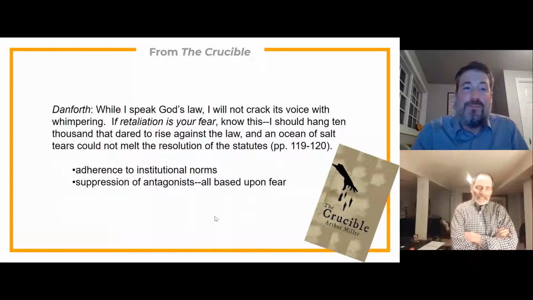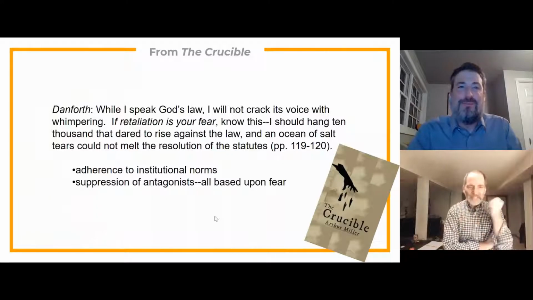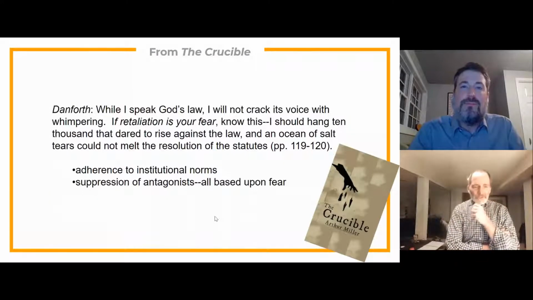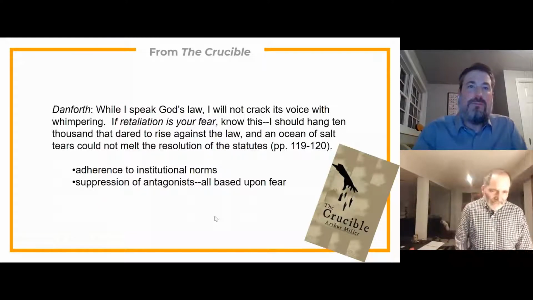Notice, colleagues, Danforth's unflinching adherence to institutional norms. He is going to be the best foot soldier for this prevailing ideology. But notice what's happening here in the play: anybody who's going to speak out against that ideology, that institutional norm, gets suppressed, pushed away, hidden, submerged.